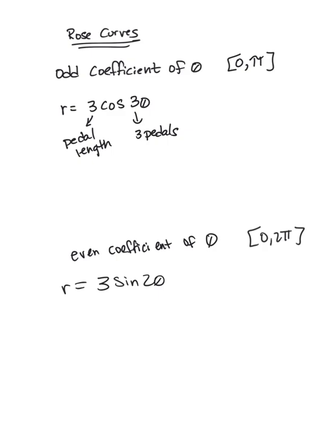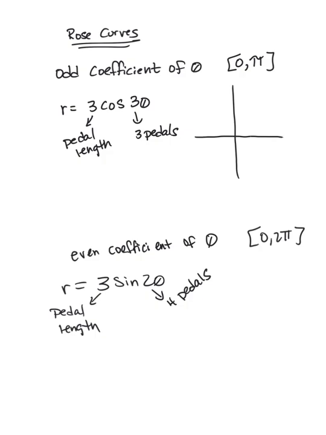So in this case, the 3 is again the length of the petal. What's tricky here is this 2 theta. You have to double the 2 to get 4 petals. So remember, if it's even, you're going to double it. Okay, so as far as graphing these, we can use symmetry.